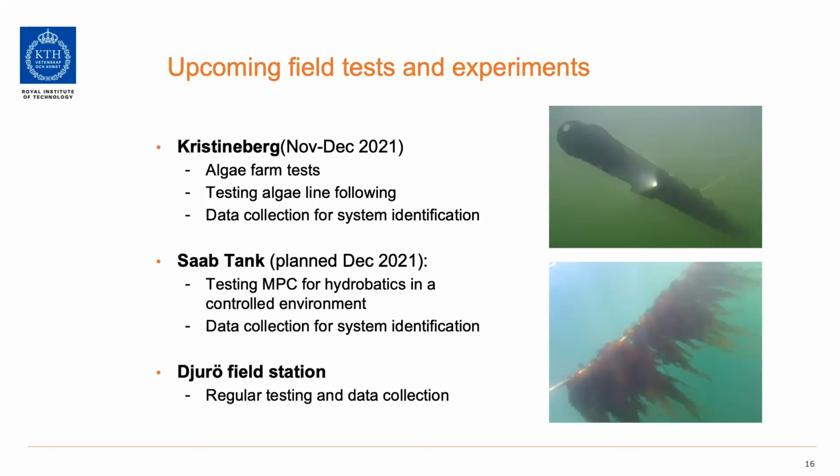So looking at field tests to gather more data, we're going to Kristineberg in a couple of weeks to do tests on the algae farm, but also to get some data for system identification. I'm going to be doing some experiments for MPC for hydrobatics in a controlled environment. We have not yet decided on the exact date, but we're planning in early December. And we want to do some control as well as collect data for system identification. And we have the field station now in Drobak near Stockholm, and we can do regular testing there.